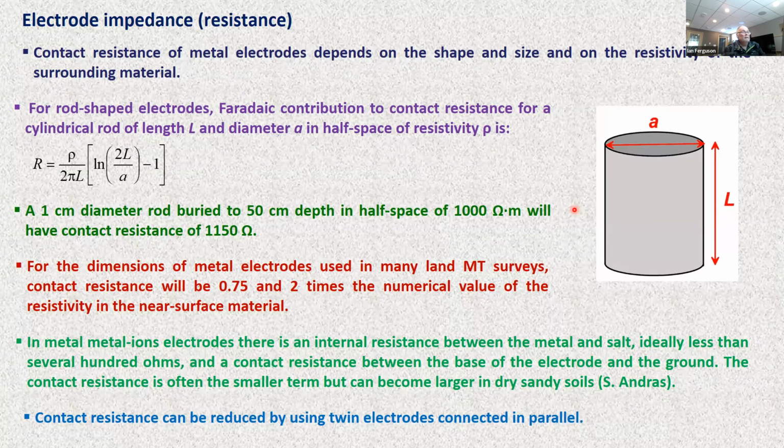So what is that contact resistance? It's going to depend on the shape and size of the electrode and the resistivity of the surrounding material. There's a formula here and a result for a rod-shaped electrode. And it turns out that for, say, a 1 centimeter diameter rod buried to 50 centimeters in a half space of 1,000 ohm meters, the contact resistance will also be about 1,000 ohms. So for most rod-shaped electrodes, the contact resistance will be numerically similar to the value of the resistivity in the near surface material.